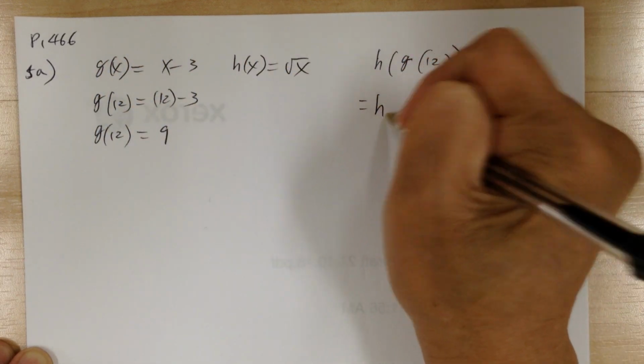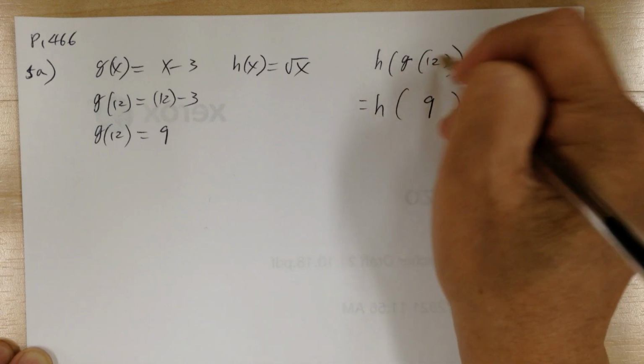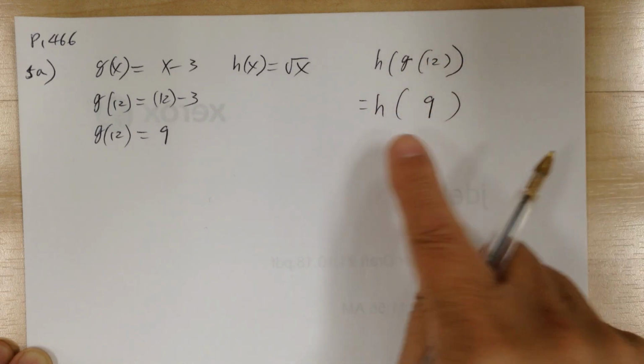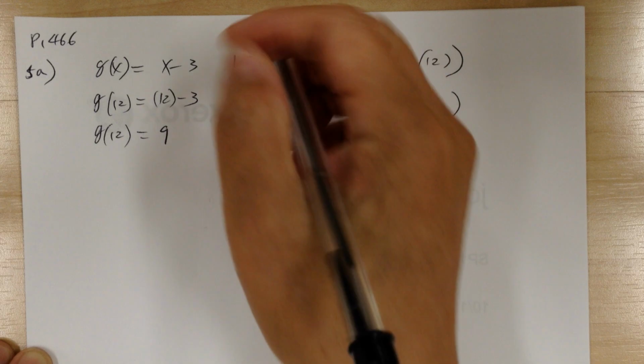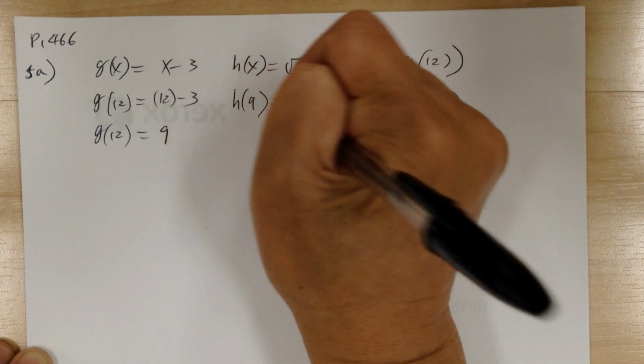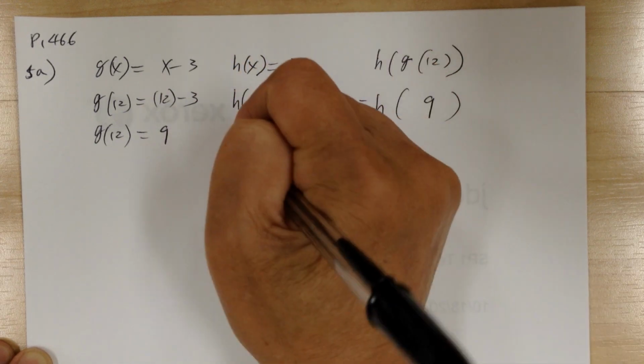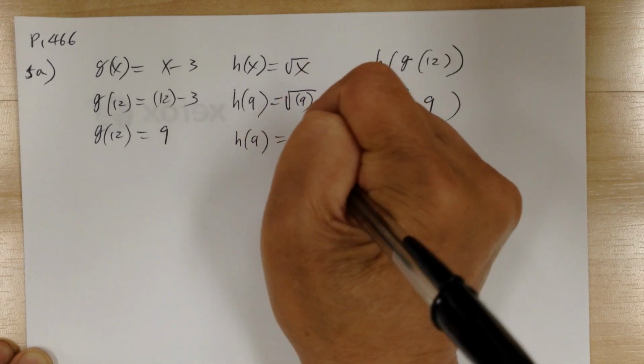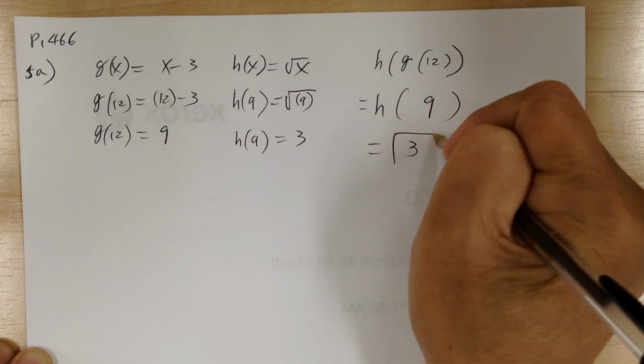So this becomes h of 9. Right? G of 12 equals 9. Now to find h of 9, you have to come over here. So h of 9 equals square root of 9. So h of 9 will equal 3. So this is equal to 3.